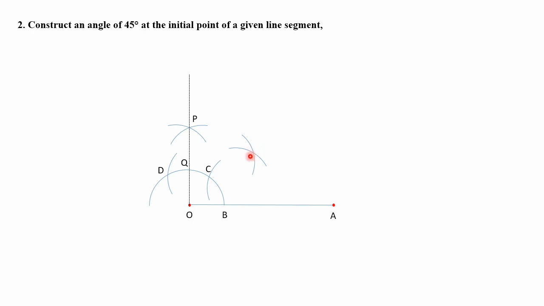So the two arcs are intersecting at this point, and label the point as R and join OR. So angle AOR is 45 degree. So this is a procedure of drawing a 45 degree angle.